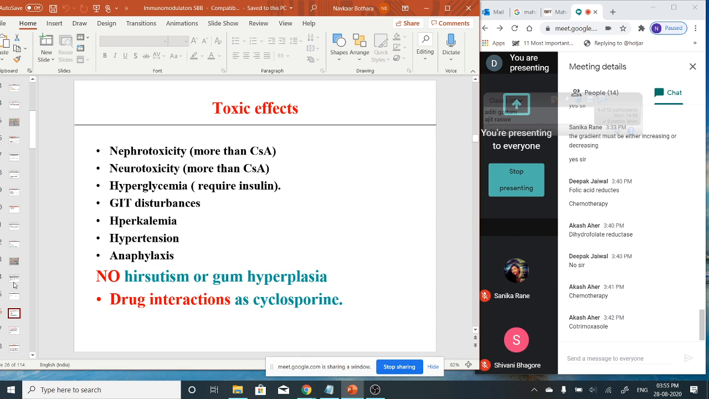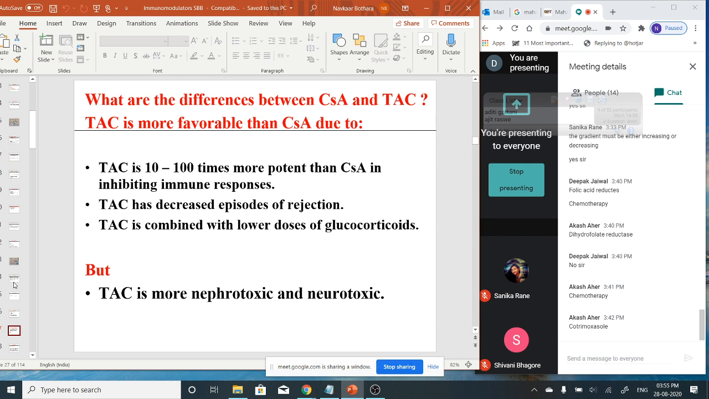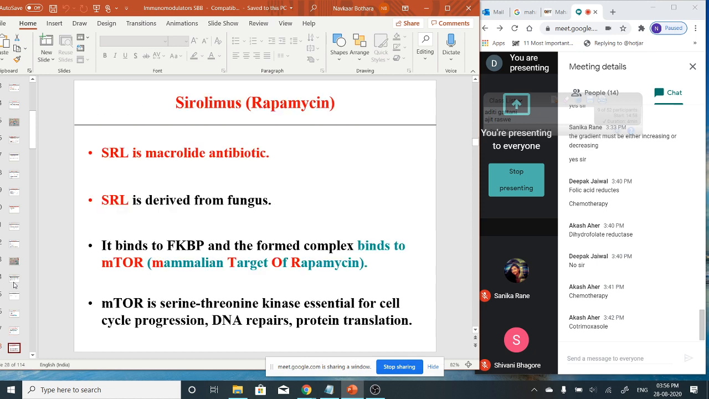Again, it may feel strange why anaphylaxis. I already answered. No hirsutism or gum hyperplasia as compared to the previous one, and the drug interaction is similar to the previous one. So what are the differences? Tacrolimus is almost up to 100 times more potent than cyclosporin. It has decreased episodes of rejection reaction. It can be combined with lower doses of glucocorticoids, but it is more nephrotoxic if we compare.